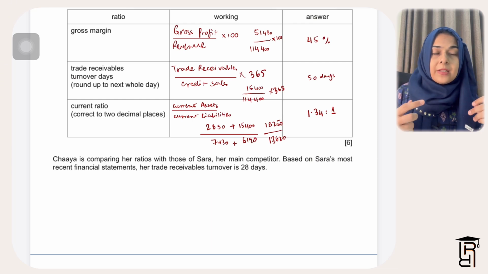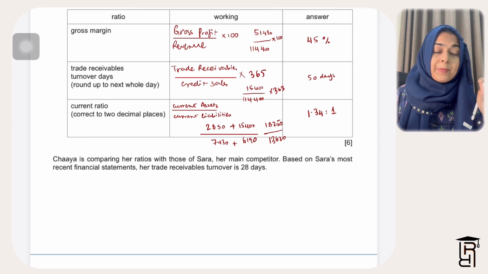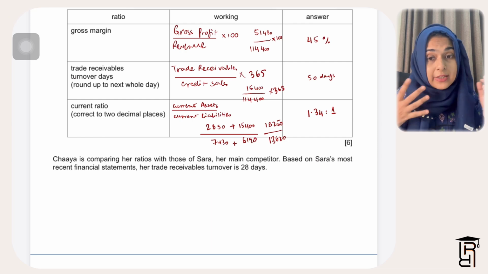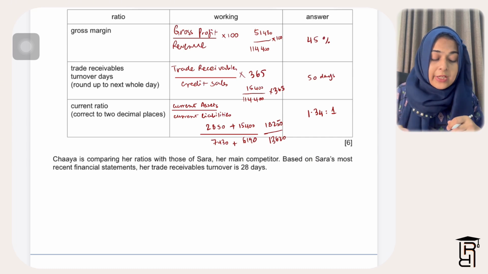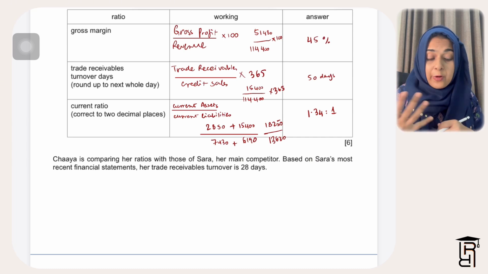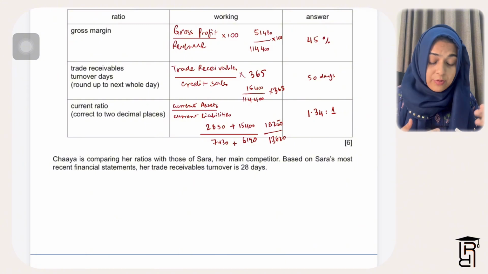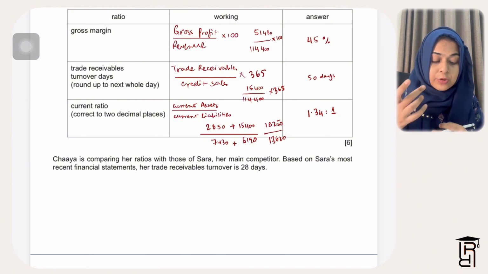So that basically encourages my customers to pay me earlier, also to pay me within the time that I have specified, that is 20 days in my example. But Chaya may not be allowing her cash discounts to her customers for prompt payment. That is why the customers are taking this long to pay. This may lead to cash flow problems for Chaya. Also, a longer trade receivables turnover means more chances of irrecoverable debts.